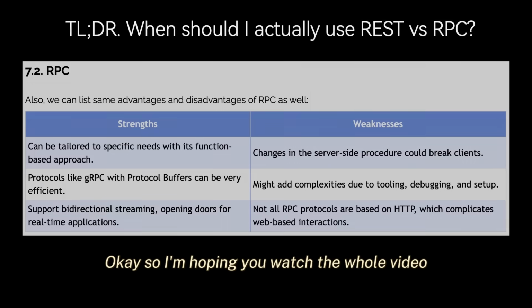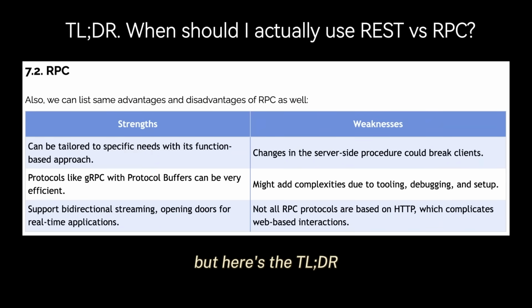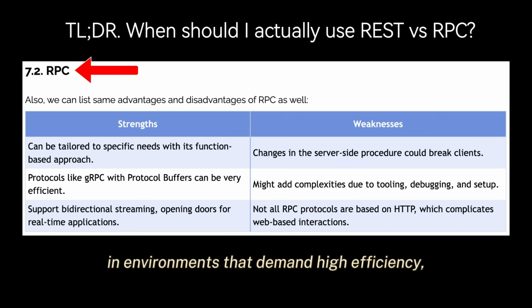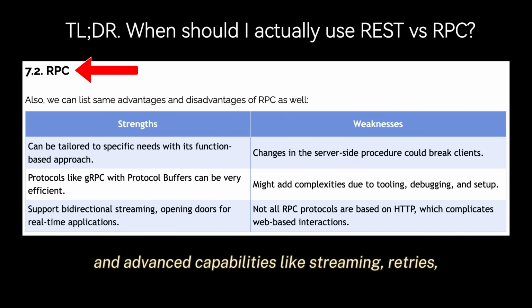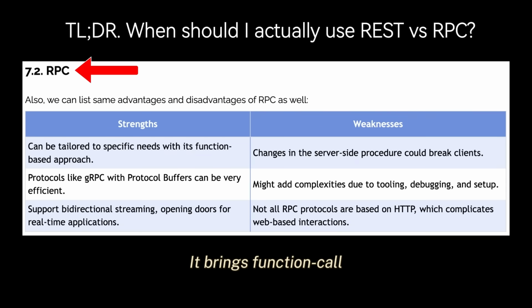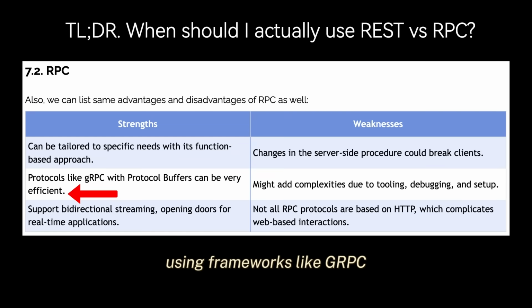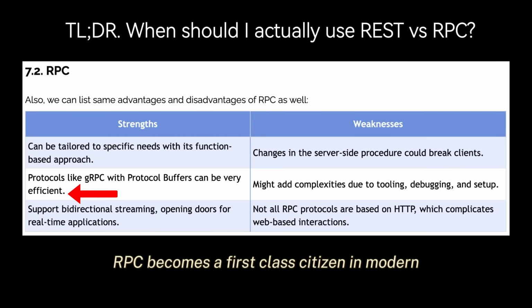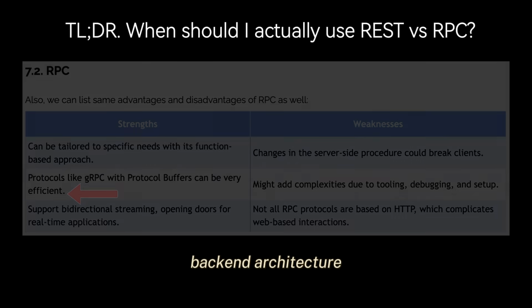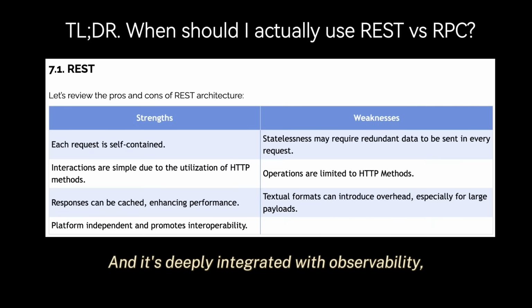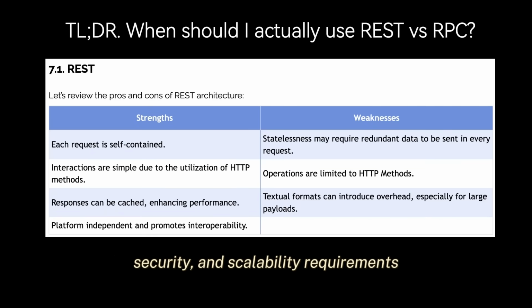Okay, so I'm hoping you watched the whole video, but here's the TLDR. RPC tends to surpass REST in environments that demand high efficiency, strict contracts, and advanced capabilities like streaming, retries, deadlines, and binary transport. It brings function call semantics to networked communication, enabling clean, performant abstractions in distributed systems. Using frameworks like gRPC, RPC becomes a first-class citizen in modern backend architecture. And it's deeply integrated with observability, security, and scalability requirements.